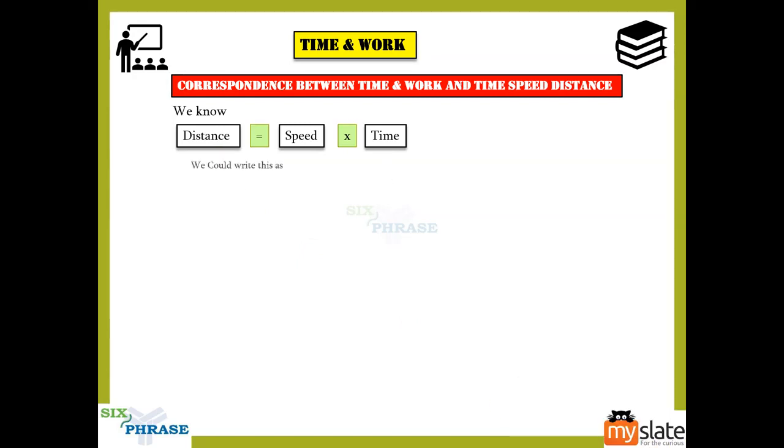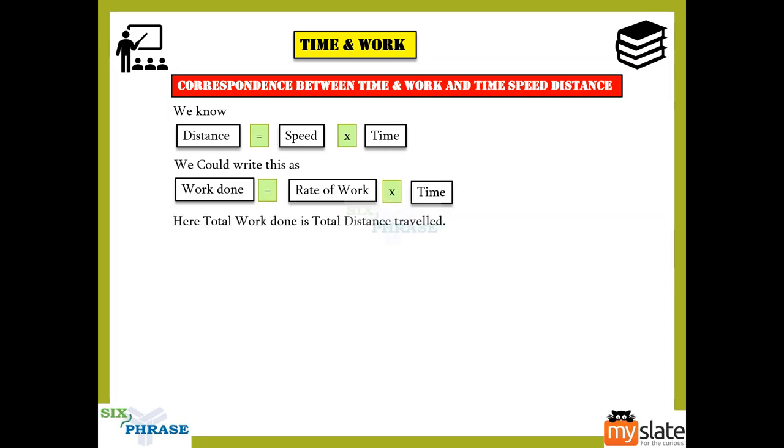See, we could write this as distance is the work done, speed is the rate of work, and time is time. How is distance equal to work done? Because here the total work done is the total distance traveled. The work that you're doing is the distance that you're traveling. Let us say you take a car and cover a distance of 100 kilometers. Now what you've done is the work of traveling 100 kilometers. So that is the work that is done.